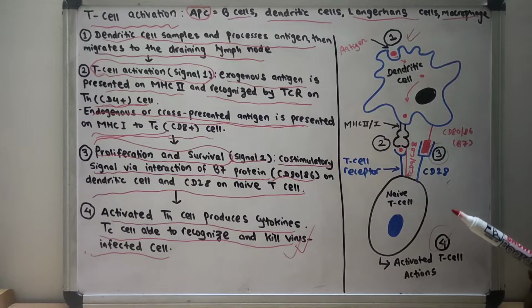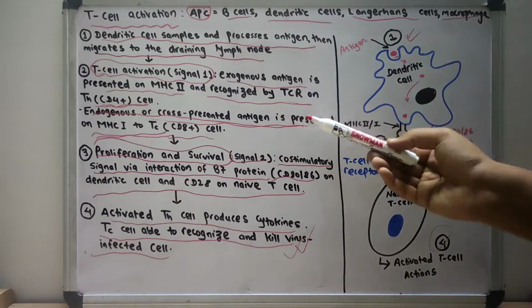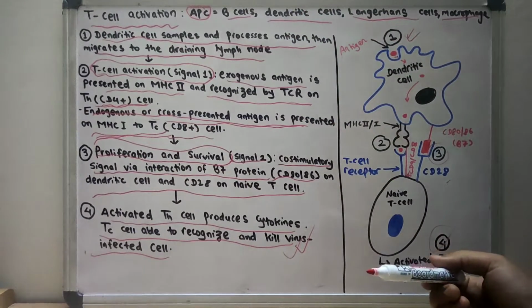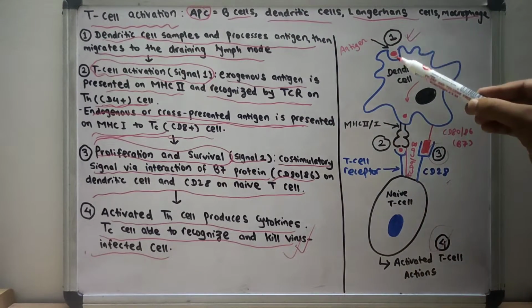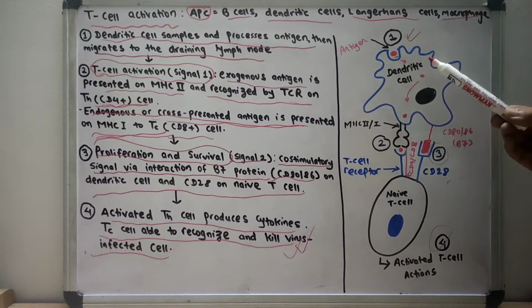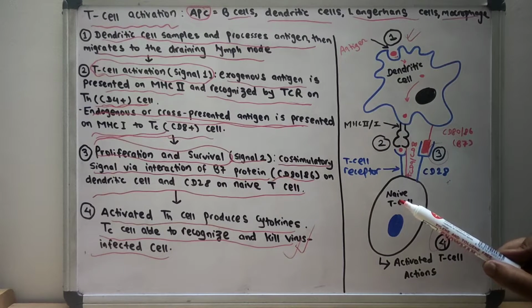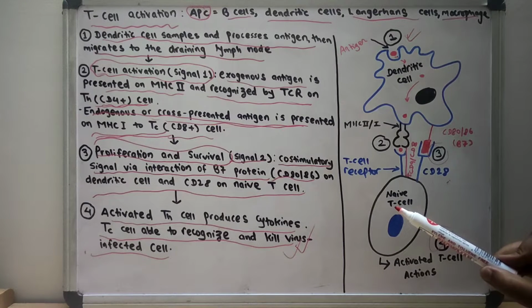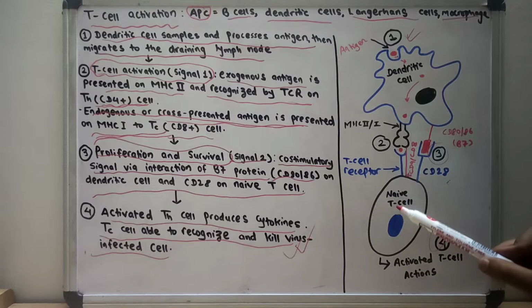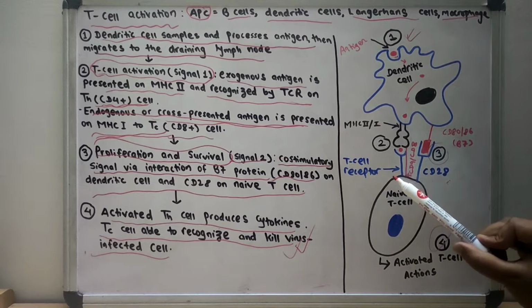I am again going to revise that there are 4 stages of T cell activation. First is the capture and processing of the antigen by the dendritic cell, and this dendritic cell drains towards the lymph node. In the second step there will be T cell activation. The exogenous antigen is presented on the MHC2 molecule and is recognized by the T cell receptor on the T helper CD4 cells.